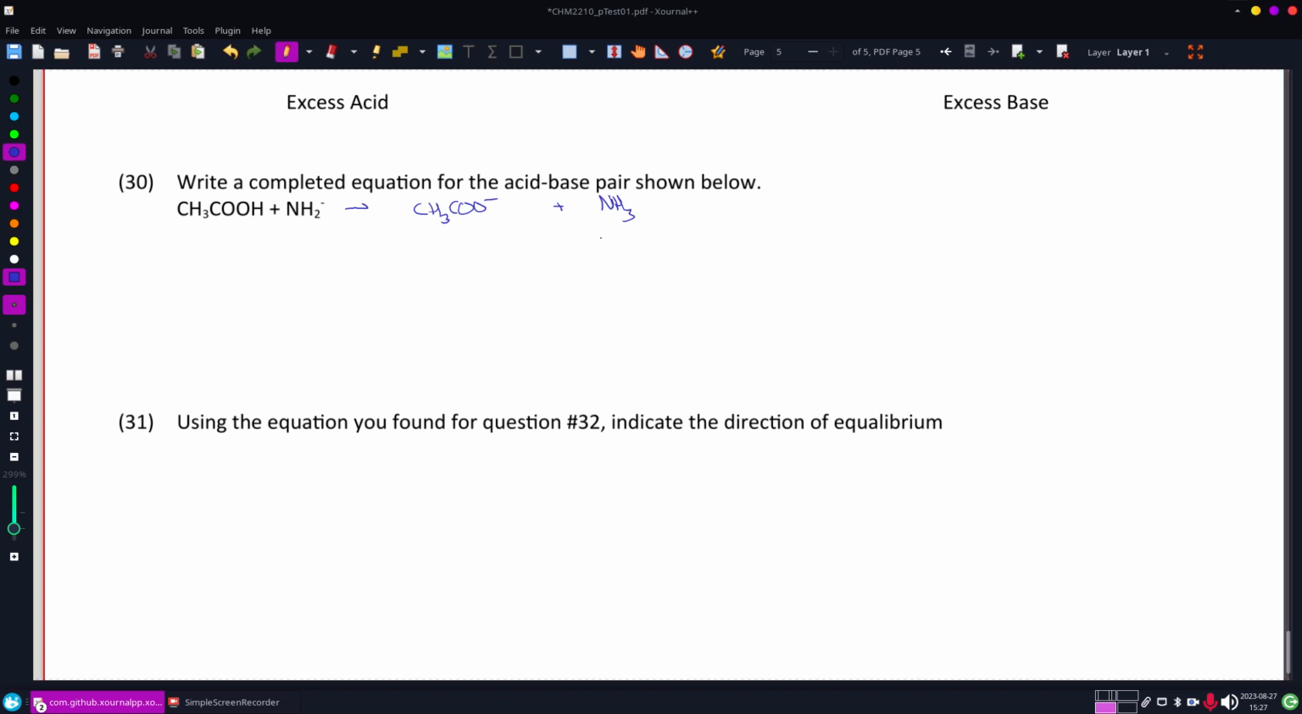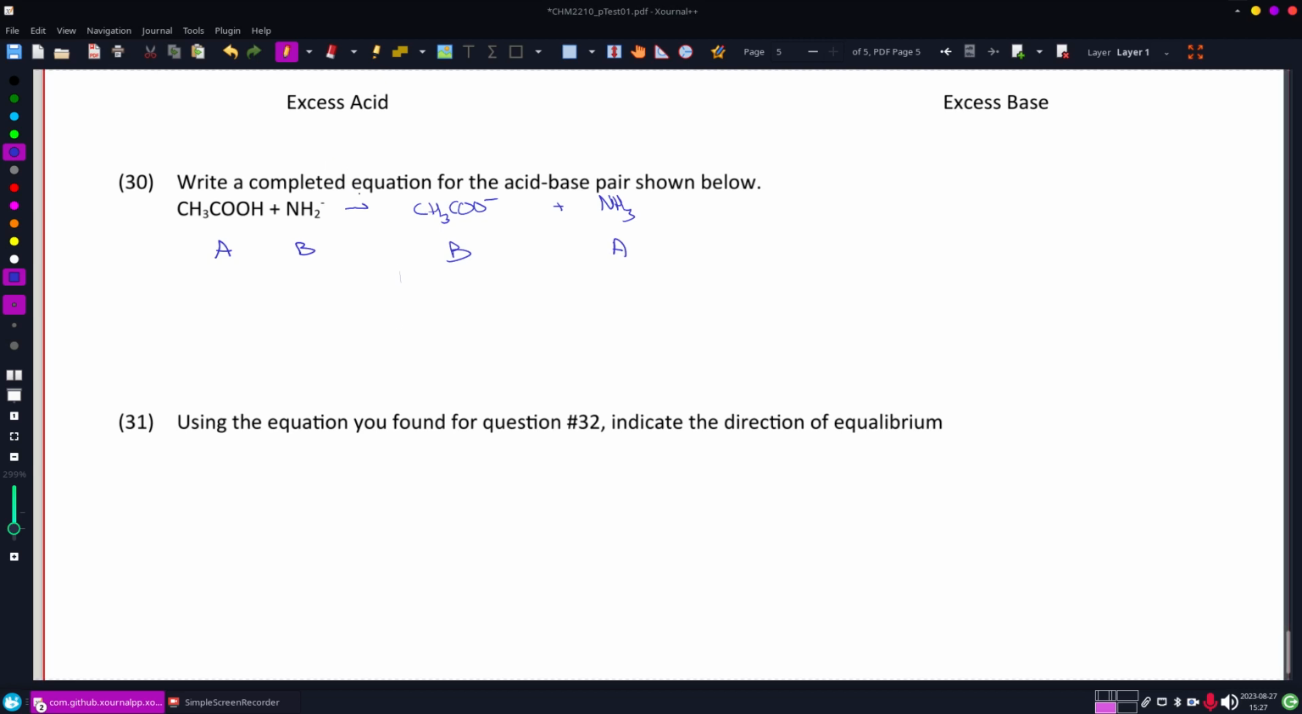Alright, now to decide which direction the arrow is going, we have to identify which component is acting like an acid and which one's acting like a base. Now, we just decided by stating that was an acid, therefore this is a base. And then over here, the base turns into an acid, and the acid turns into a base. And we have our acids and bases labeled on each side.